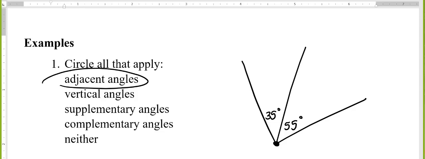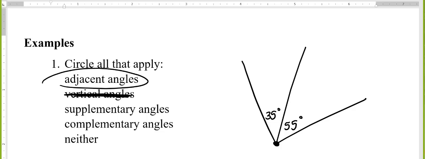Okay, are they vertical angles? Remember, vertical angles, you had to have intersecting lines. That one and that one would be a vertical angle. So do these look like that? Do these angles look like they're intersecting lines? Nope. Those are not vertical angles.